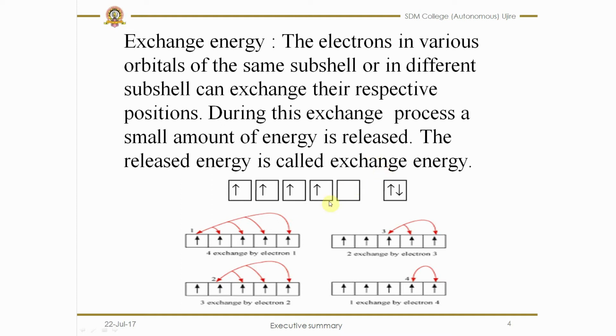Now we consider the d5 configuration. Here there are 5 electrons in the orbitals. If we consider the first electron, it can exchange with the other 4 electrons. The second one can be exchanged with the other 3, the third one with the 2, and the fourth one with 1. So the total number of exchanges is 10.